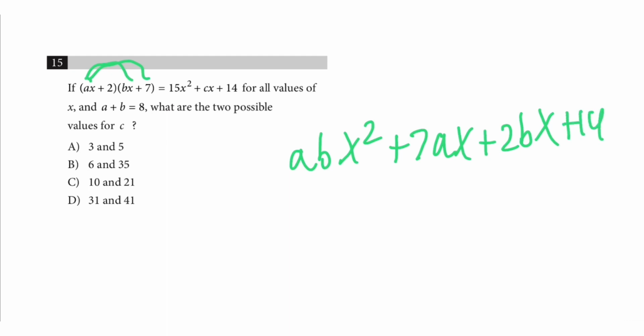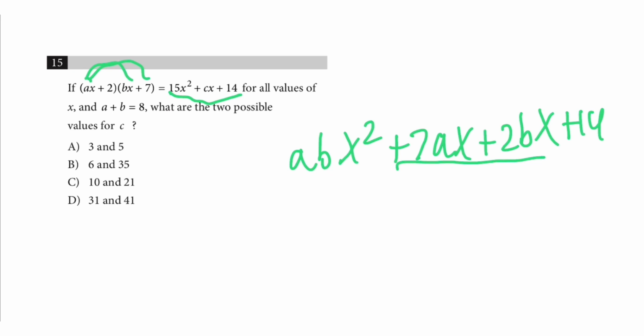So the way you have to solve this is kind of tricky because you're working off of an assumption that since this is in the same format as this equation here, that a times b will give you 15, and whatever these two values here add up to will give you the c value. So now we made that assumption. I don't know if you can really prove that, but that's really the only way to solve this question.